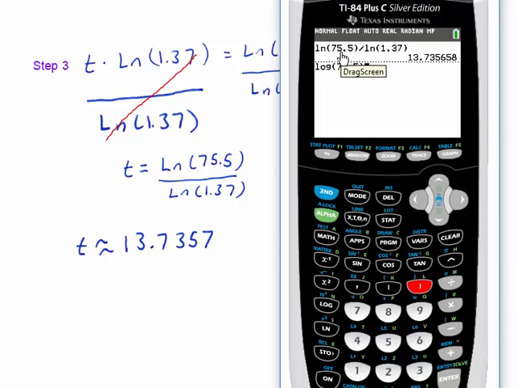One last thing, notice I have typed in the log base 10 of 75.5, which is indeed different than the ln of 75.5, but then if I was to also type in divided by log base 10 of 1.37, and log base 10 of 1.37 is different than the natural log of 1.37. So even though these two numbers are different, and these two numbers are different, it turns out the ratios are the same. Notice I get the same answer either way, using a logarithm of base e, called the natural log, or a logarithm of base 10.